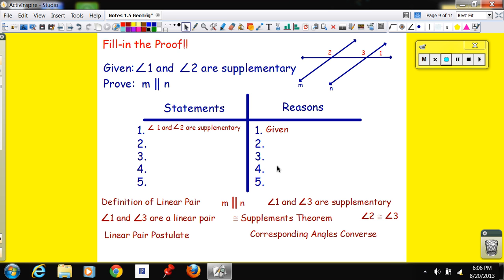Now, what does supplementary mean, or what are some of the things that we can say about this? We could actually look at this picture, and we could see that 1 and 3 are a linear pair. Let me make that a little smaller so it fits.